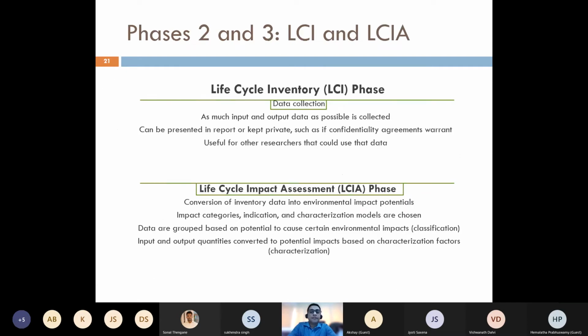Okay, now coming to life cycle inventory and life cycle impact assessment. By LCI, I mean life cycle inventory, which means quantifying all the inputs and the outputs, and life cycle impact assessment, I mean what those emissions are going to cause. What are the dangers that are associated with those emissions?